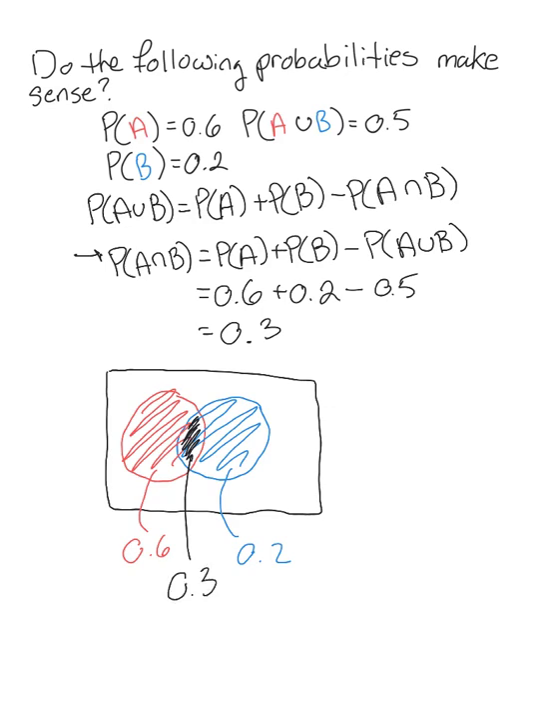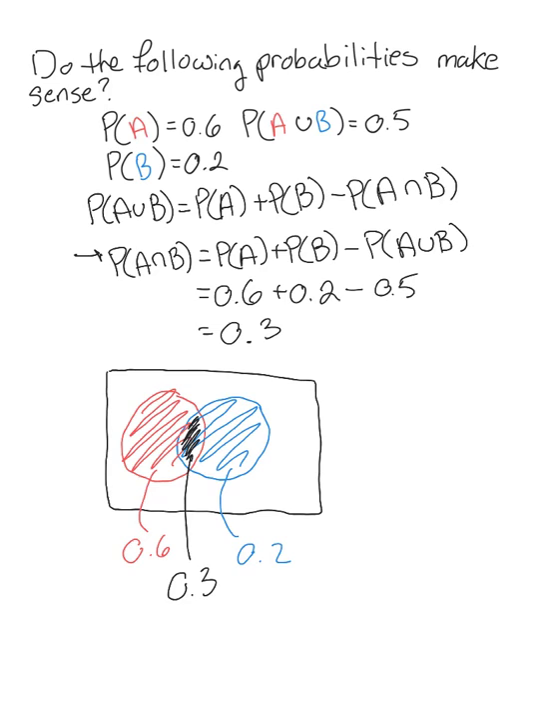Now this doesn't make sense because the intersection of two probabilities has to be at least as small as the smallest probability. And here it shows that the intersection between the two probabilities is greater than the smallest probability of 0.2. So this doesn't make sense in this picture.